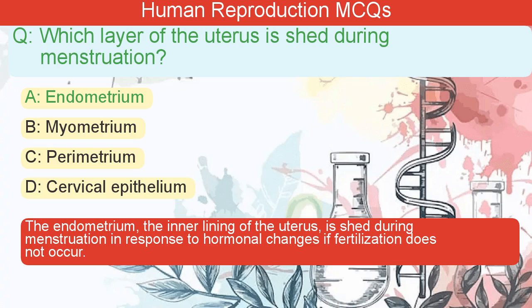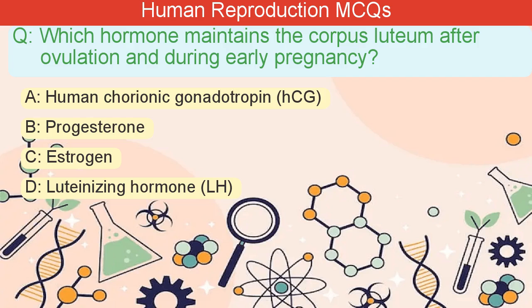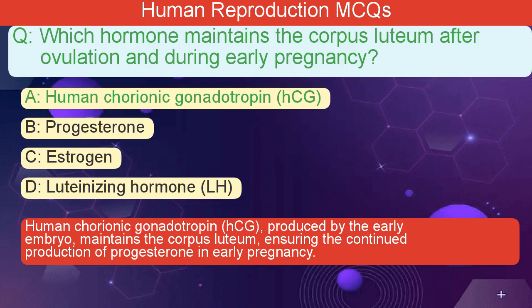not occur. Which hormone maintains the corpus luteum after ovulation and during early pregnancy? A. Human chorionic gonadotropin, HCG. B. Progesterone. C. Estrogen. D. Luteinizing hormone, LH. The correct answer is A. Human chorionic gonadotropin, HCG, produced by the early embryo, maintains the corpus luteum, ensuring the continued production of progesterone in early pregnancy.